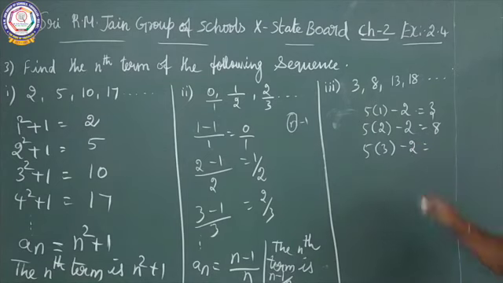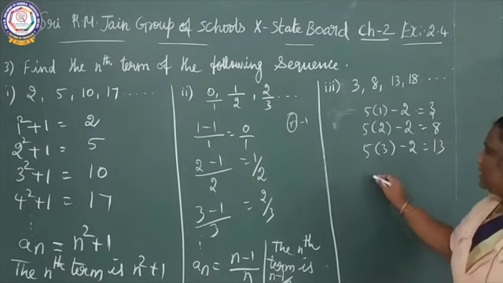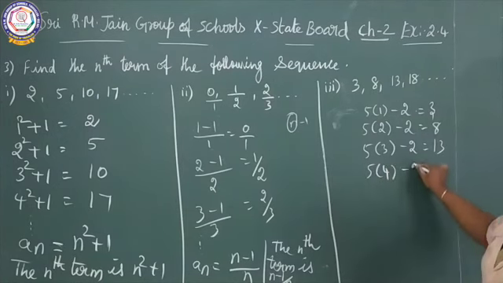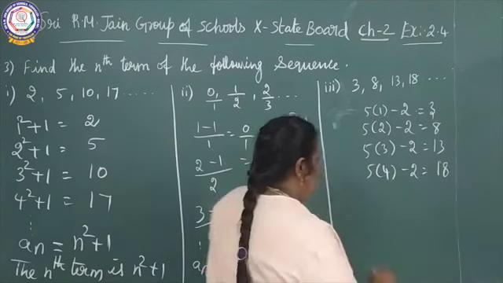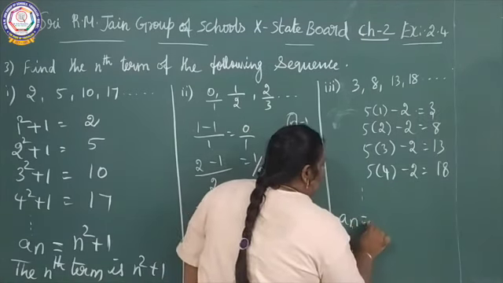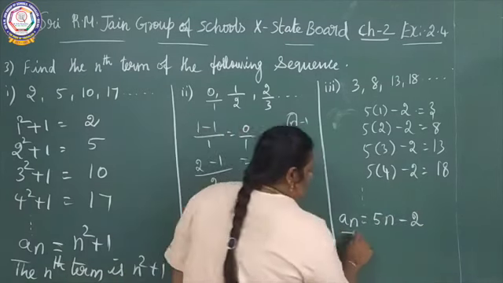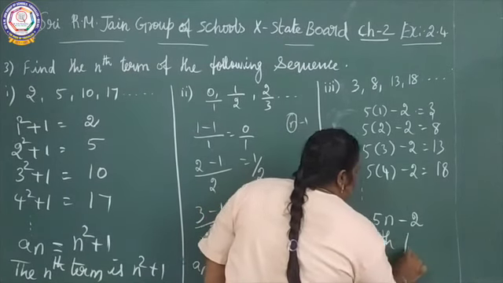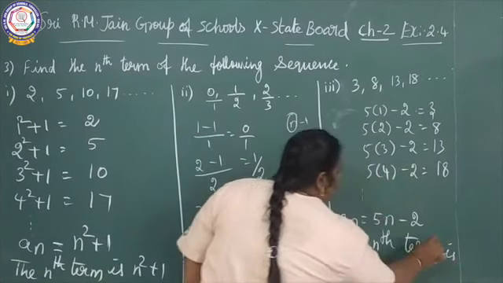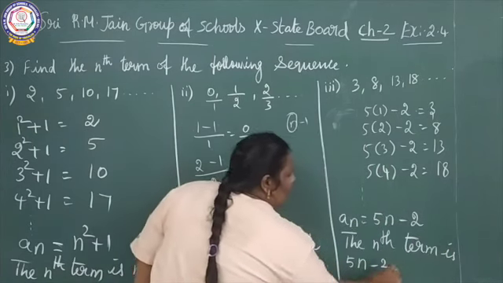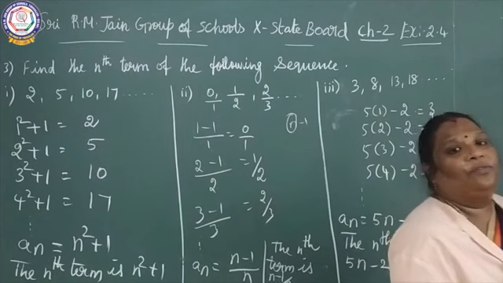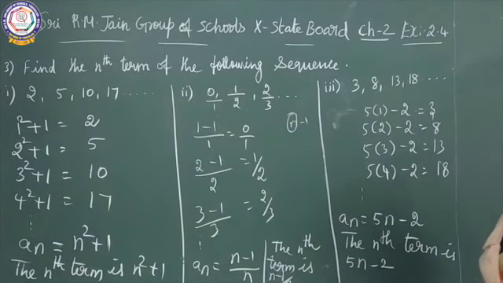5 threes are 15. 15 minus 2 is 13. Next, 5 into 4 minus 2. 5 fours are 20. 20 minus 2 is what? 18. So an goes on. What is an? an equal to 5n minus 2. So the nth term is 5n minus 2.